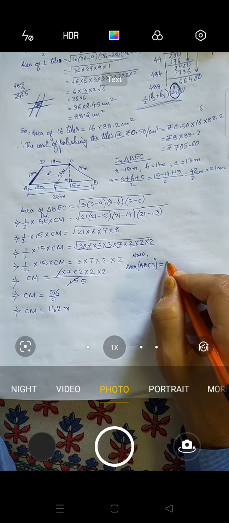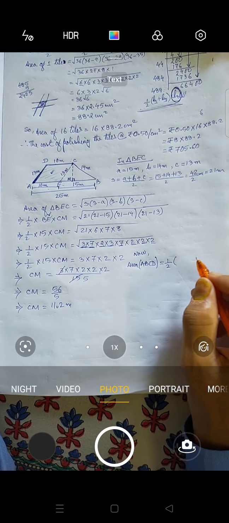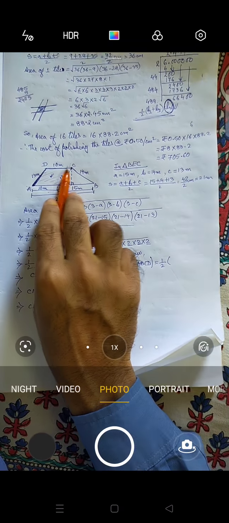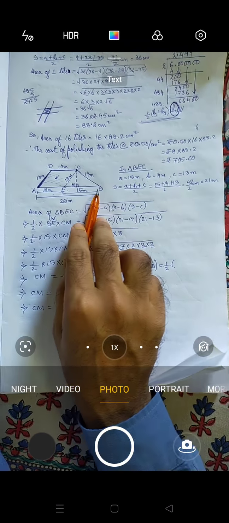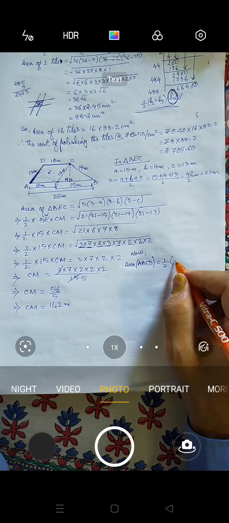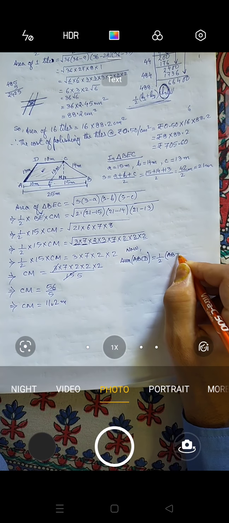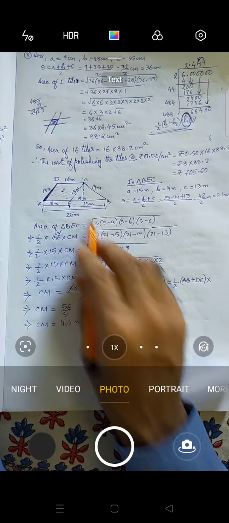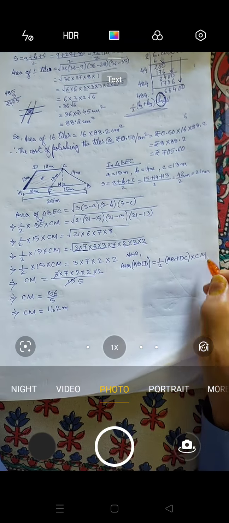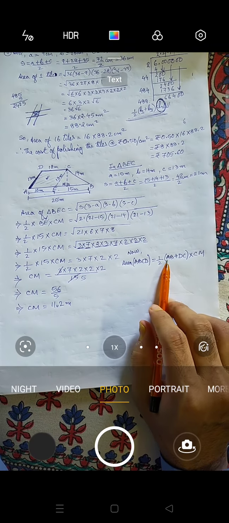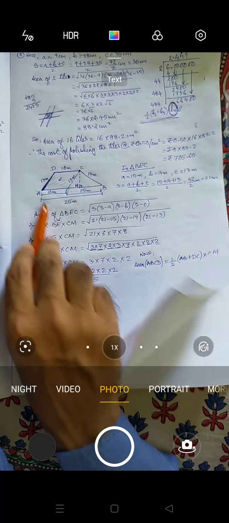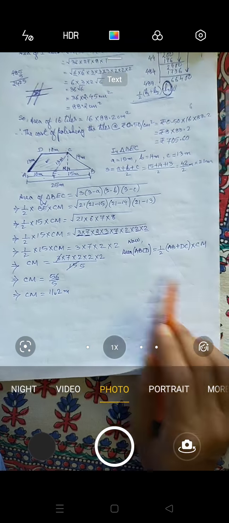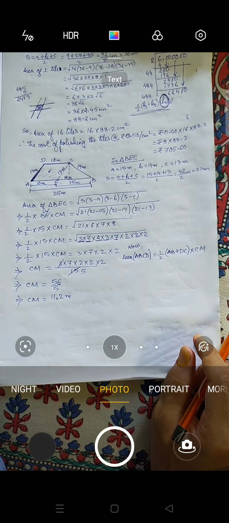Area of ABCD equals half into B1. What is B1 here? The parallel sides. The parallel sides are this and this, so I am taking AB and DC. I am substituting AB plus DC into height. Height is CM. Understood or not? This is the formula: half into B1 plus B2 into H. So B1 is AB, B2 is DC, and height is CM. Understood or not?